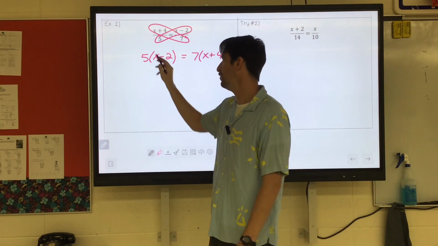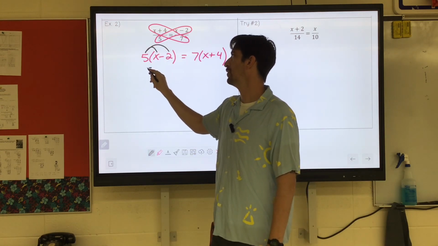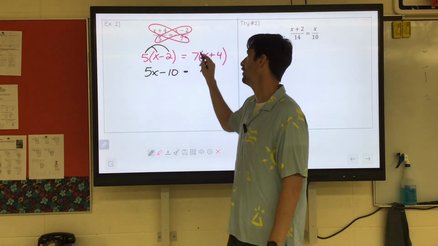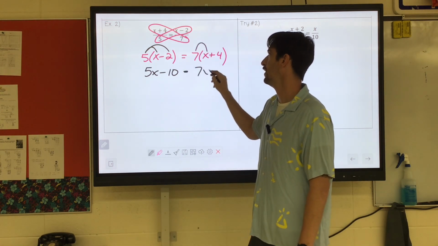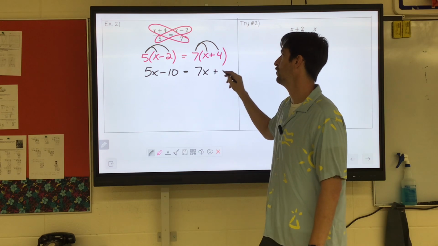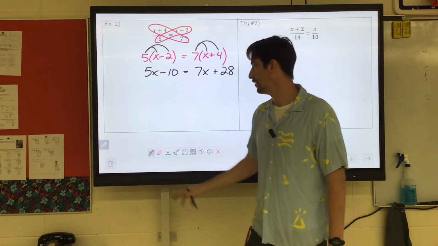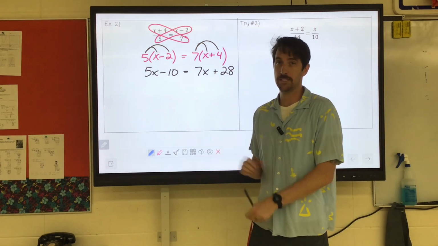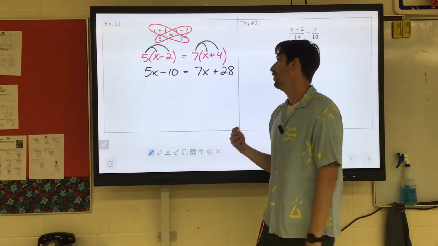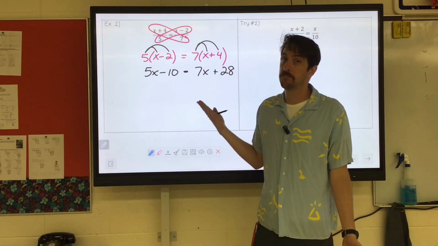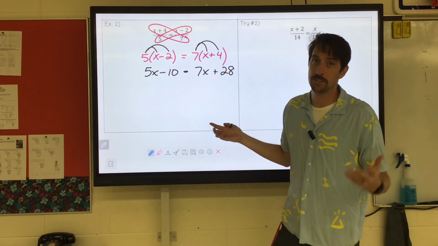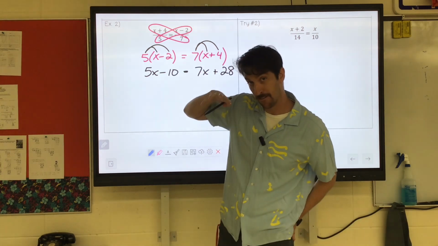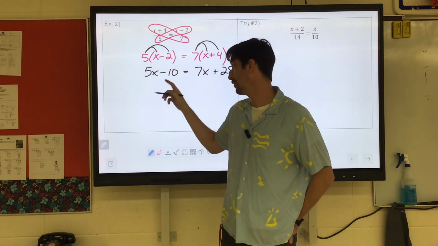So we'll distribute. 5 times x is 5x. 5 times negative 2 is negative 10. Equals 7 times x is 7x. 7 times positive 4 is positive 28. We can't combine any like terms on the same side, so this is where we get the x's on the same side. I personally would get rid of the 5x because it's smaller, and usually that's the easier way to do it.